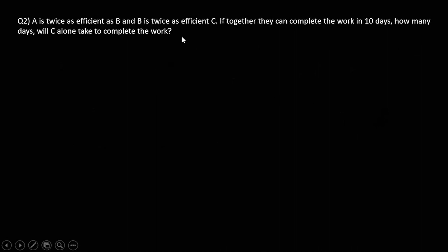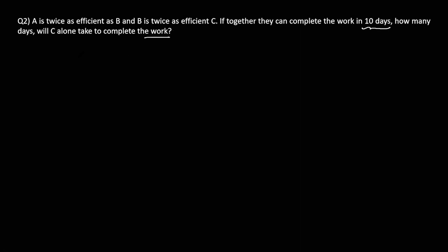That's your question number 2. Let's have a look at that. Now it says that A is twice as efficient as B, and B is twice as efficient as C. That means there is efficiency comparisons which is very clearly given to you, right? If together they can complete the work in 10 days, how many days will C alone take to complete the work? That's what the question is.